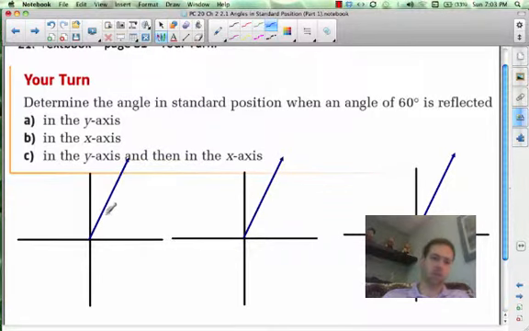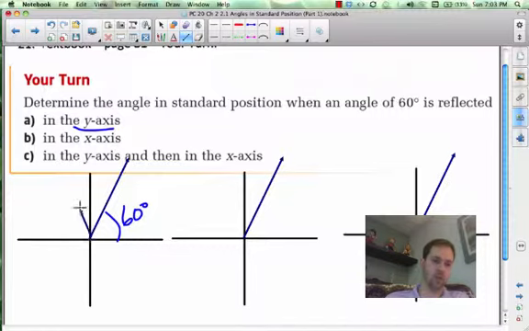Alright, so here we have an angle of 60 degrees drawn, and we want to reflect it first in the y-axis, which is your vertical axis. So if we take this angle and we reflect it in the y, it will look like this. So it's like we set up a mirror right here, and we look at this angle in a mirror, and this is what it would appear like on the other side.